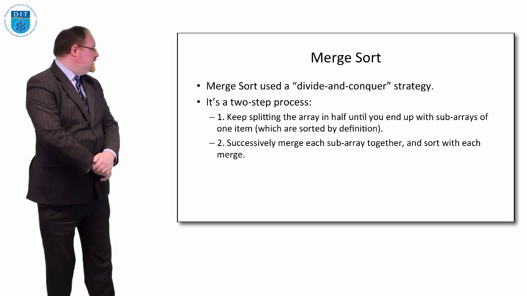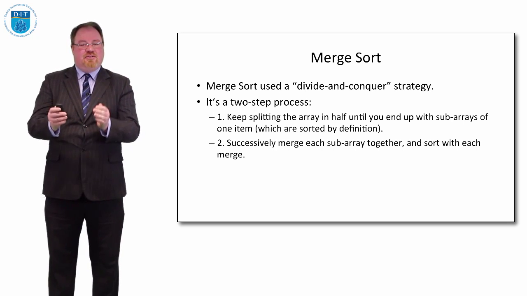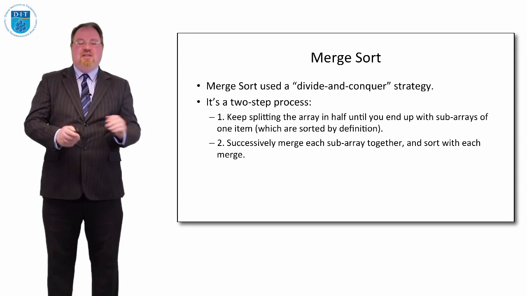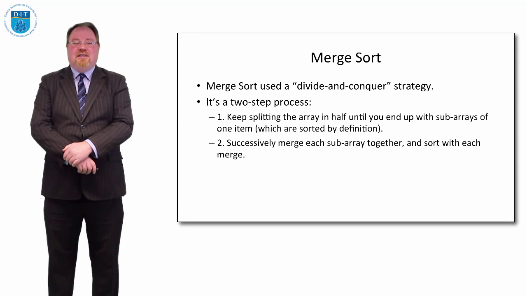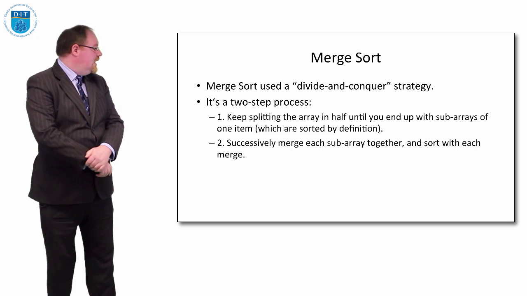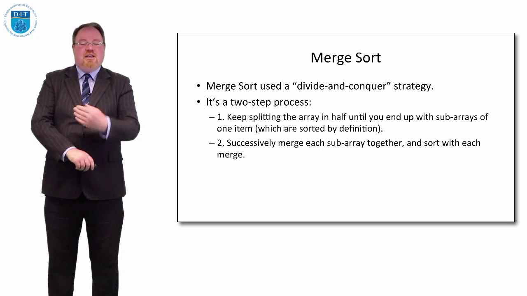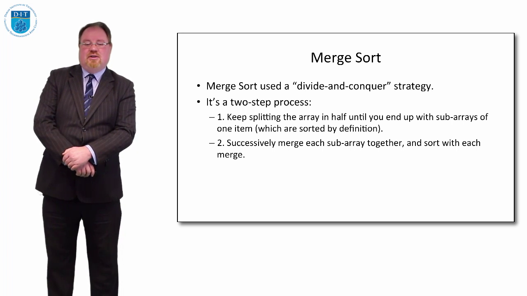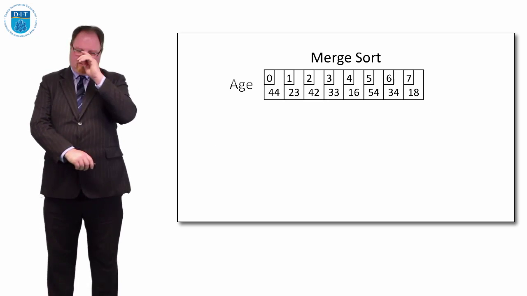It has two steps in it. The first step is to keep splitting the array in half until we end up with subarrays of one element each. And because there's only one element in each subarray, they're sorted. And then we successively merge each subarray together, and we sort as we're merging. So let's look at an example of that.